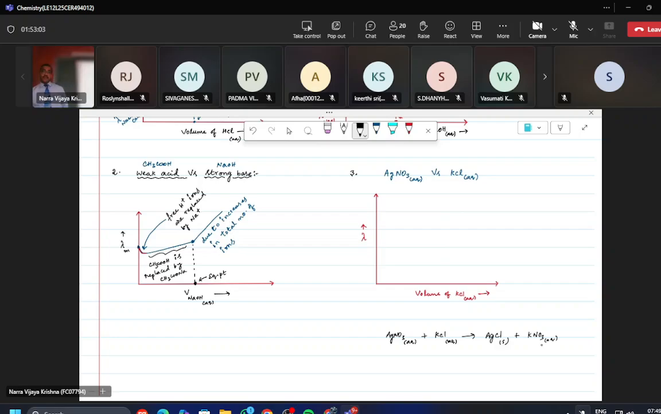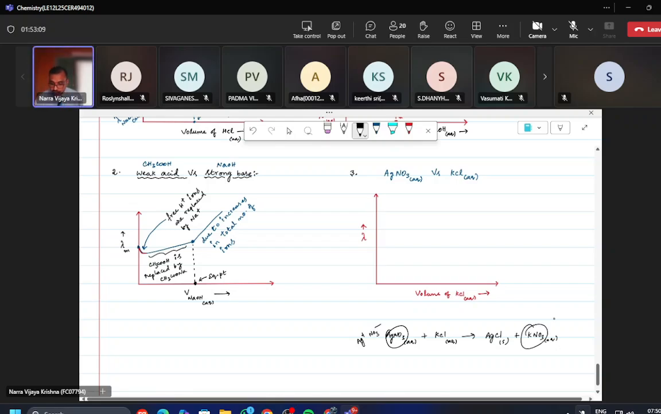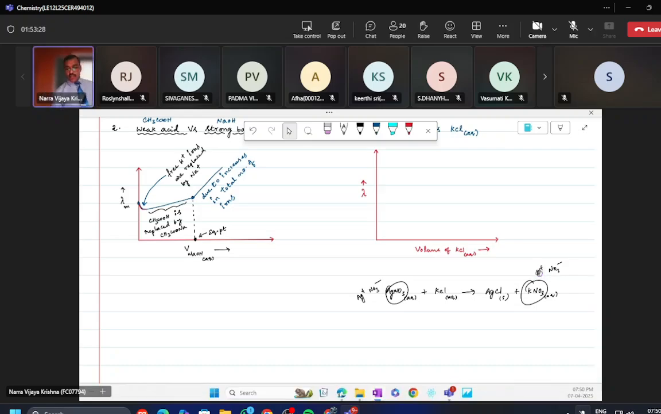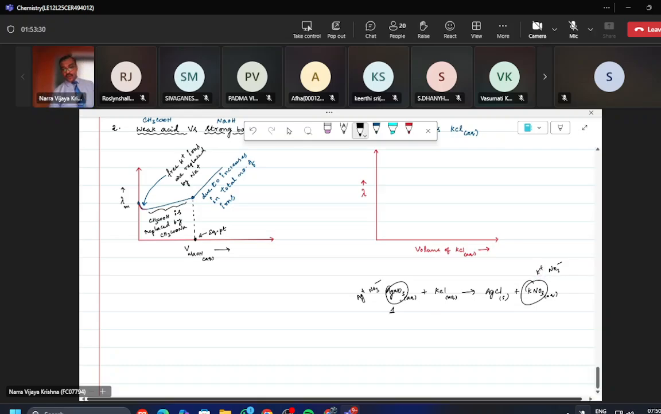Right? Initially, what are the ions available? Ag plus, NO3 minus. Now, what are the ions available? K plus, NO3 minus. Right? Clear? What about NO3 minus ions? NO3 minus ions are common. So, what happened indirectly? Ag plus is replaced by K plus. Initially one AgNO3 is converted into one KNO3.